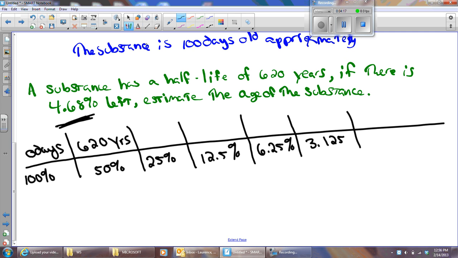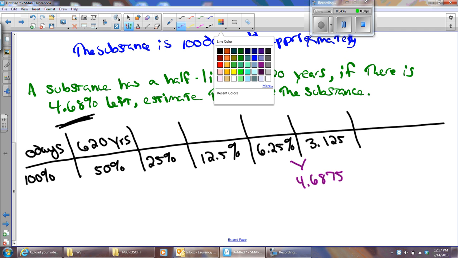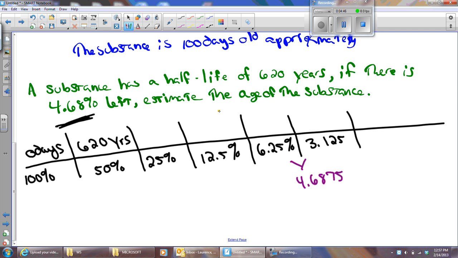So let me average these two. 6.25 plus 3 1/8 divided by 2 comes out to be 4.6875. Now let me come up here and write in 620 years, and 620 again would be 1240. Another 620 would be 1860, another 620 would be 2480, and another 620, 3100 I think, on the nose.